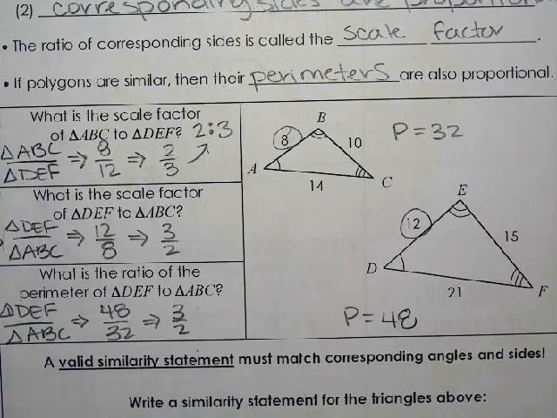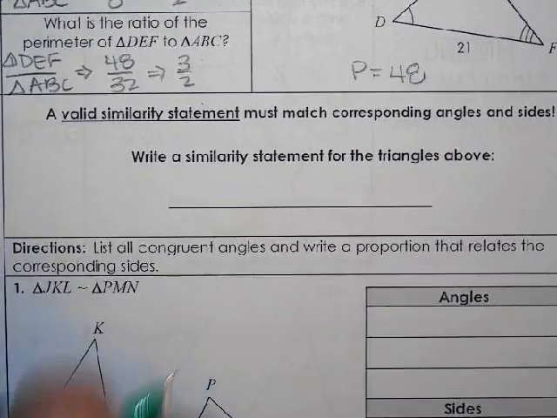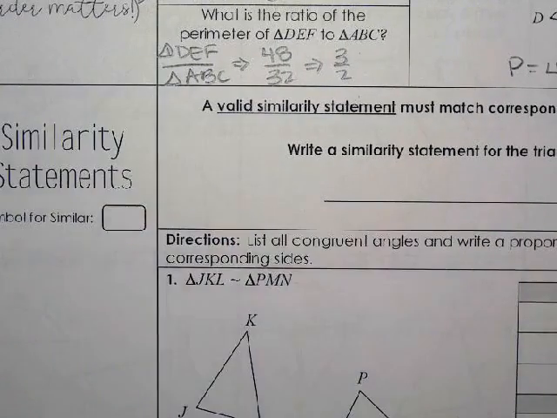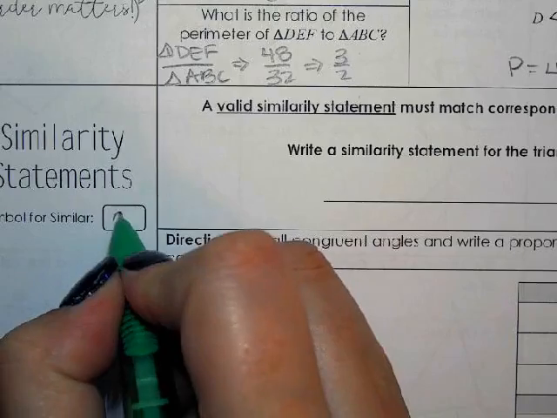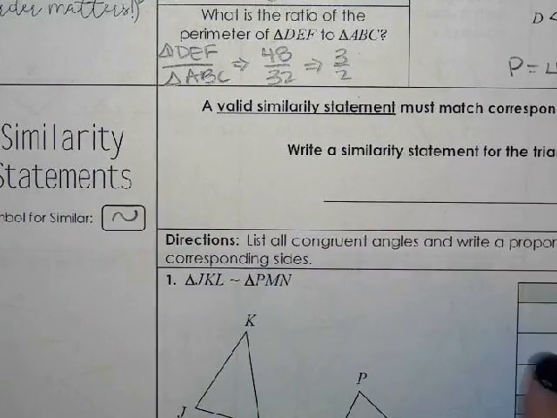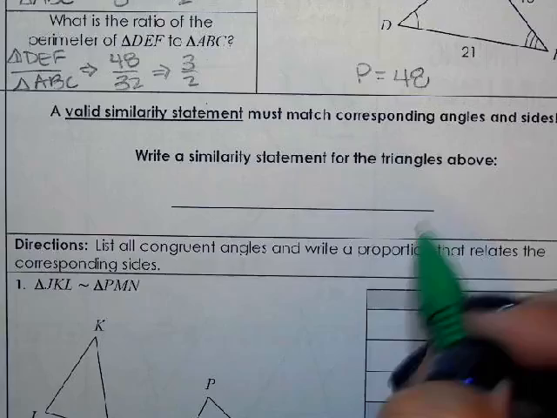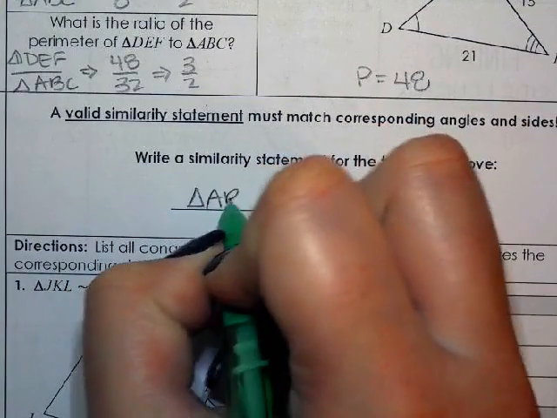All right. Similarity statements. The symbol for similar is not congruent. Congruent, you do a squiggly over an equal sign because they are equal to each other. Here we just do squiggly, just similar, not equal to. All right, so write a similarity statement for the triangles above. So all you do is you say triangle ABC is similar to triangle DEF. That's the similarity statement.